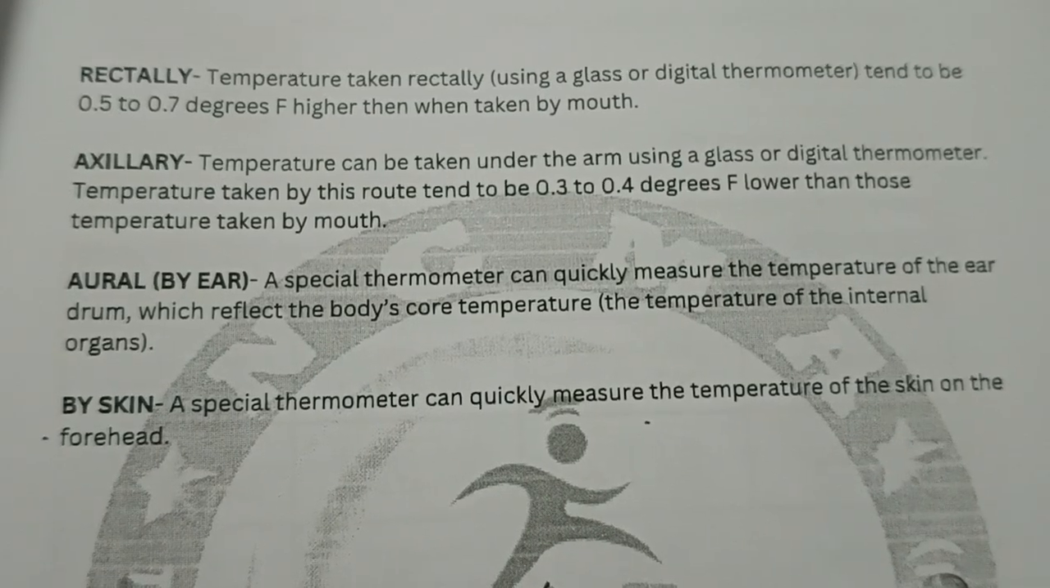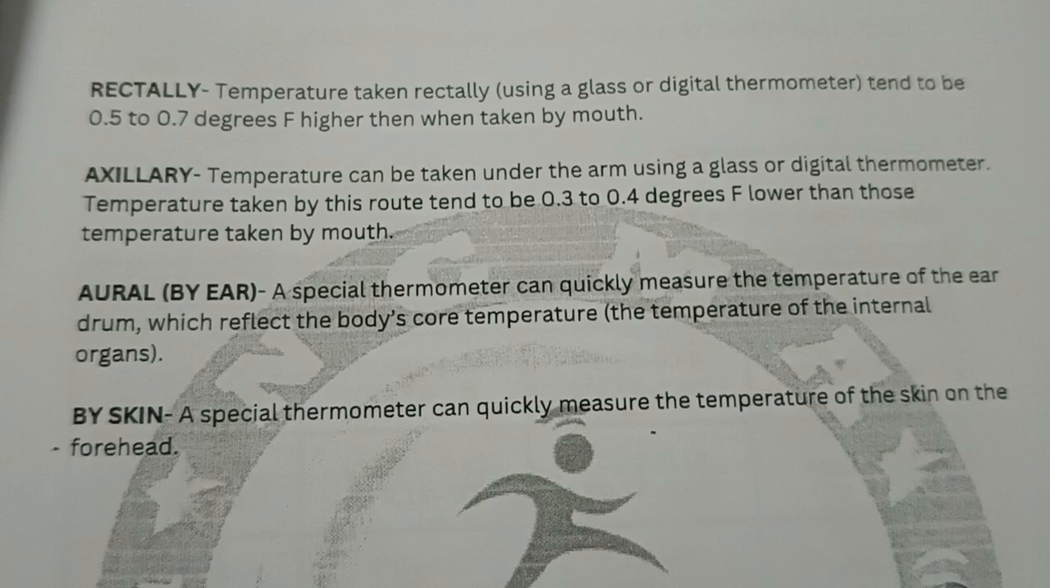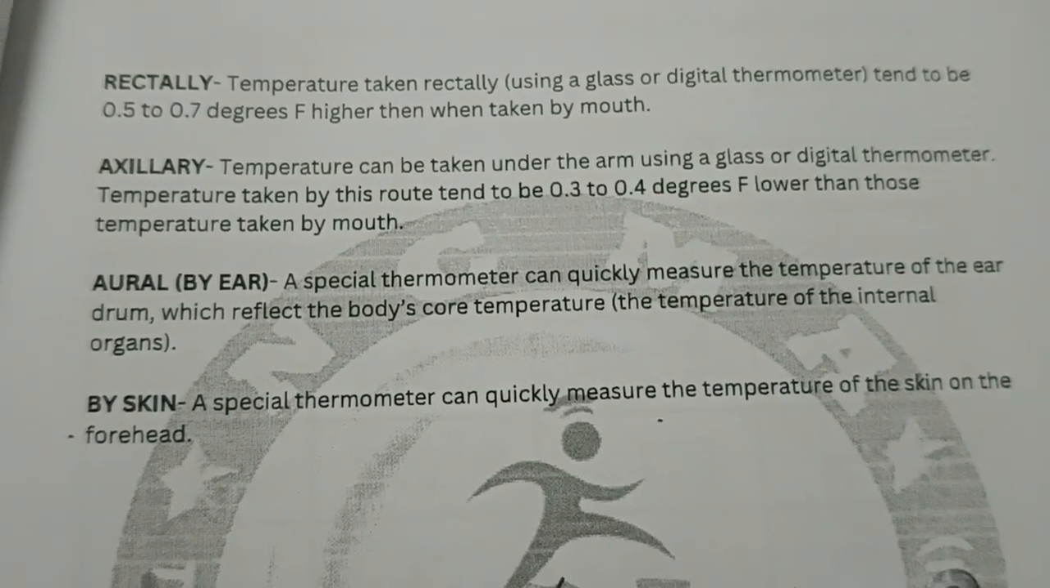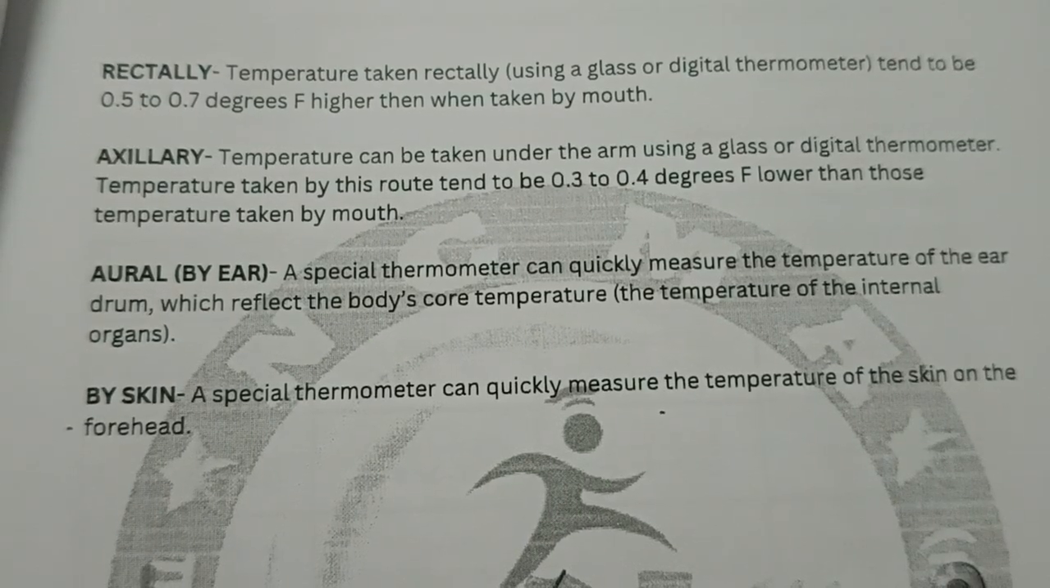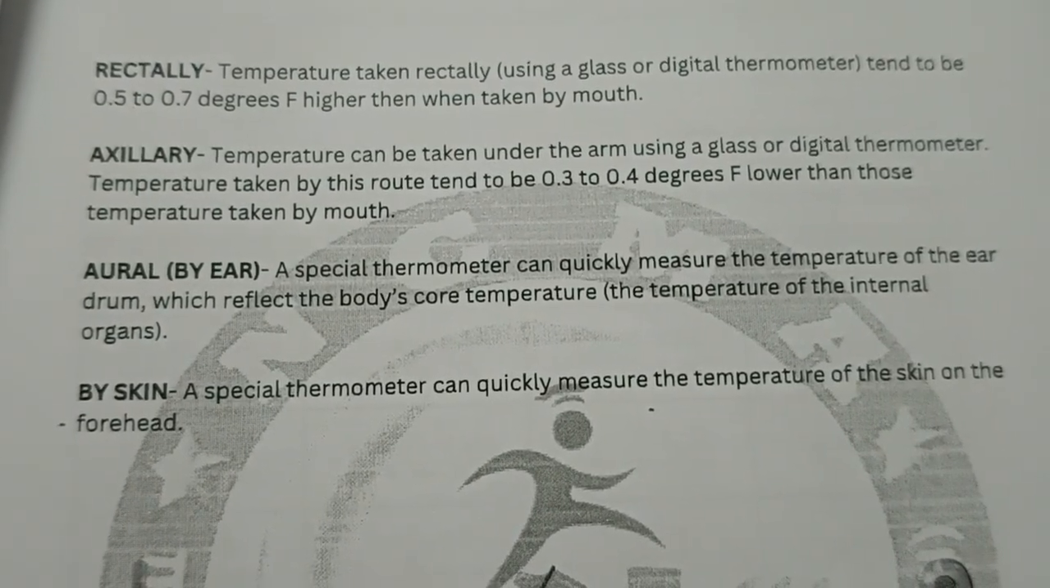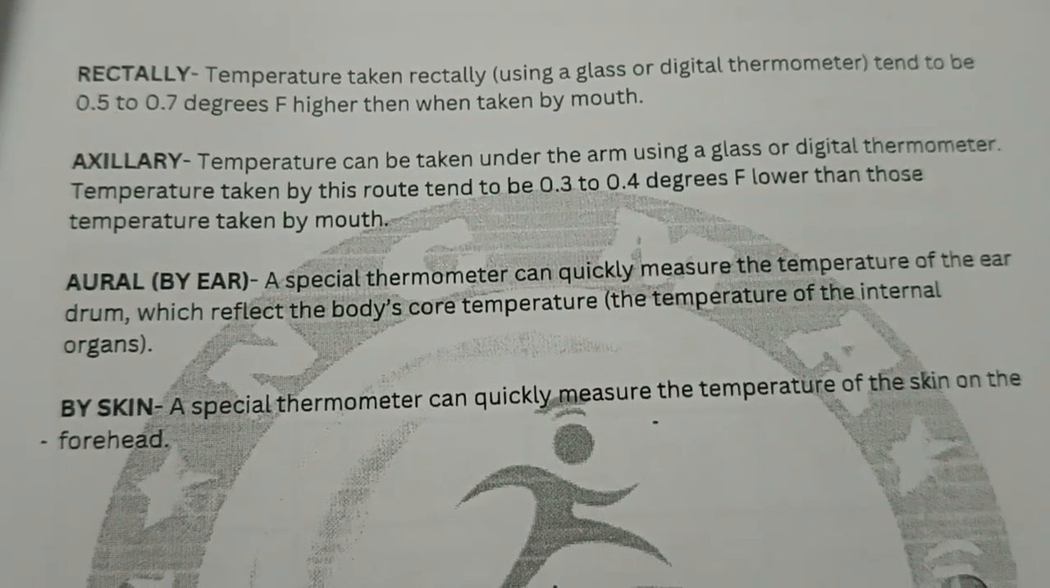Axillary. Temperature can be taken under the arm using a glass or digital thermometer. Temperatures taken by this route tend to be 0.3 to 0.4 degrees Fahrenheit lower than those taken by mouth.